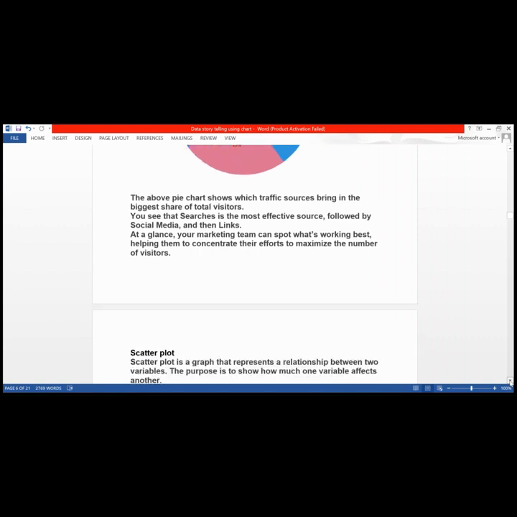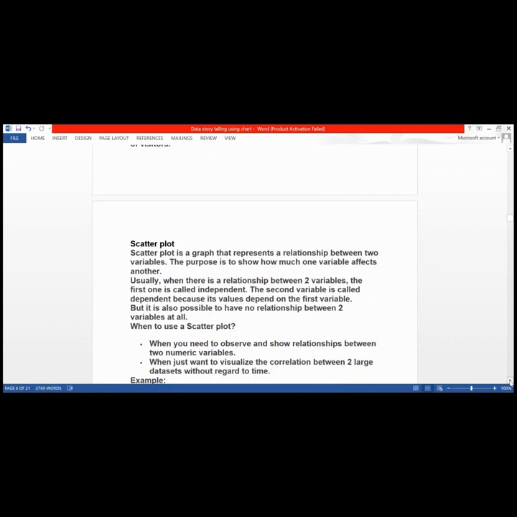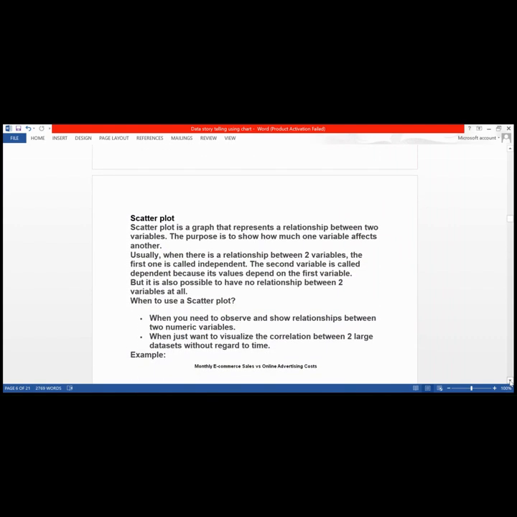That's the insight there. We also have scatter plots. When do we use scatter plots? A scatter plot is a graph that represents a relationship between two variables when you want to compare two variables. The purpose is to show how much one variable affects another. Usually, when there's a relationship between two variables, the first one is called independent, while the second variable is called dependent because its values depend on the first variable.